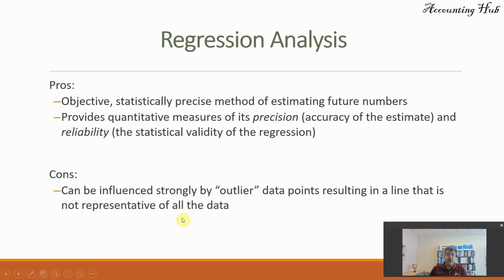So we have some pros and cons. Pros: an objective, statistically precise method of estimating future numbers, and it provides a quantitative measure of its precision, the R-square, the p-value, and so on. Cons: it can be influenced strongly by outlier data points. Do we need to exclude them or to treat them?